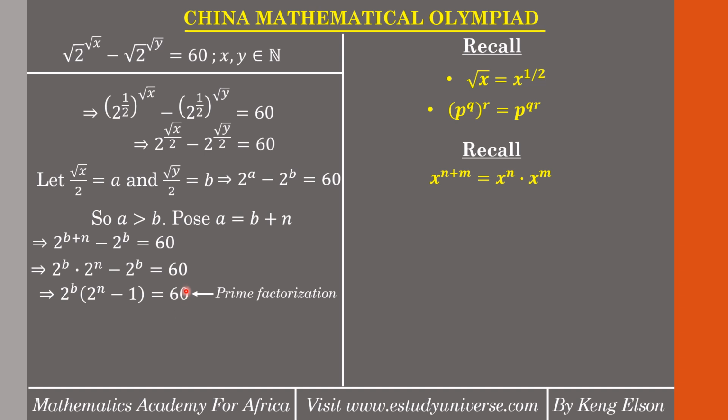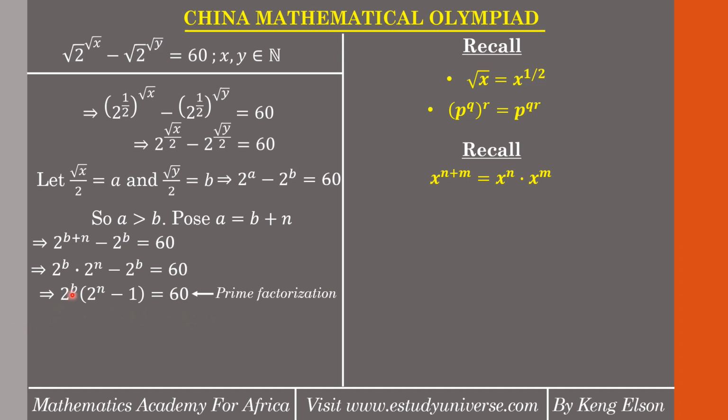Okay, so there are so many factors of 60, but the prime factorization of 60 is expressing 60 as a product of all its prime factors. In fact, the fundamental theorem of arithmetic states that every number can always be expressed as a product of its prime factors. Okay, so in this case, let us interpret this.